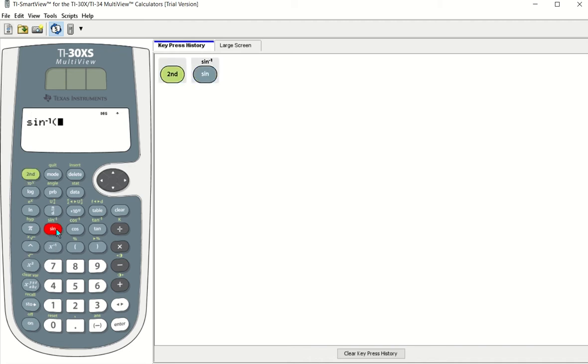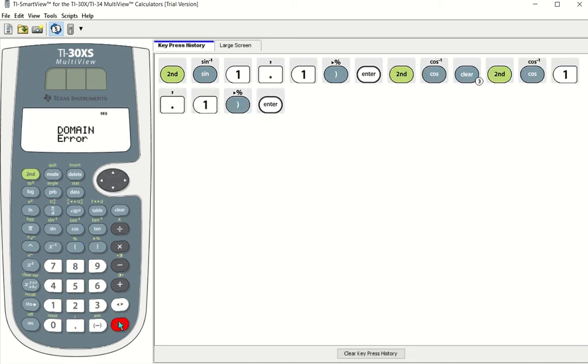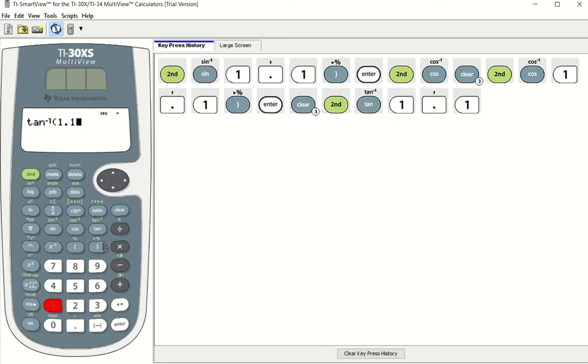Now that it's highlighted red, you can see above the sine, there is a sine to the minus 1. Perhaps you can't see it here, but certainly on your calculator you will. Now sine to the minus 1 of 1.1, and we'll close those brackets and press equals. Oh, domain error. What about cos to the minus 1 of 1.1? Also a domain error. Okay, what about tan to the minus 1 of 1.1? Well, there you go. That seems to work out fine.